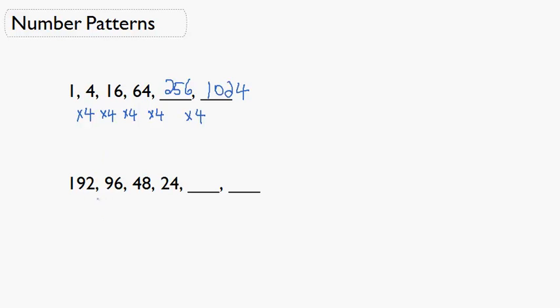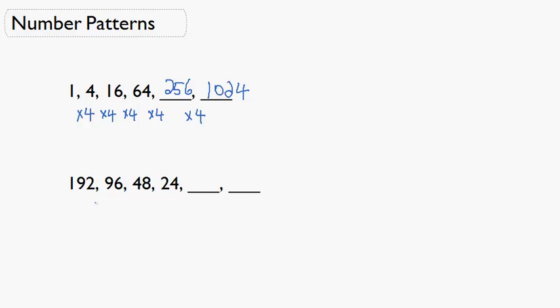In the example below, we have 192, 96, 48, 24, and again we want to figure out what comes next. So here numbers are getting smaller, but they're getting smaller at a decreasing rate. And you might suspect that 24 times 2 is 48, and 48 times 2 is 96, and 96 times 2 is 192.